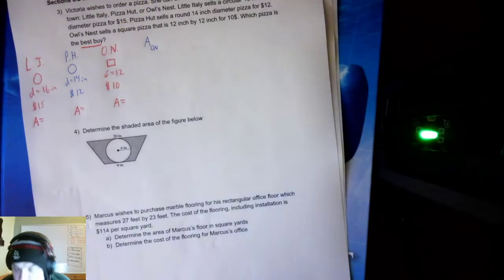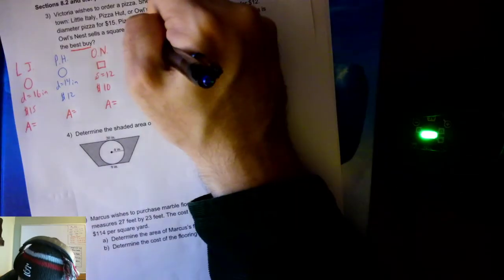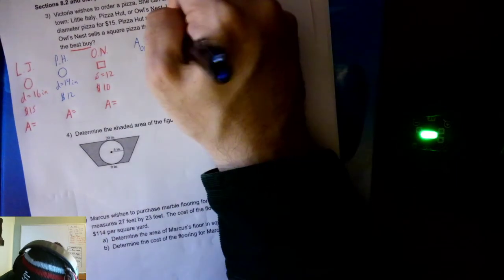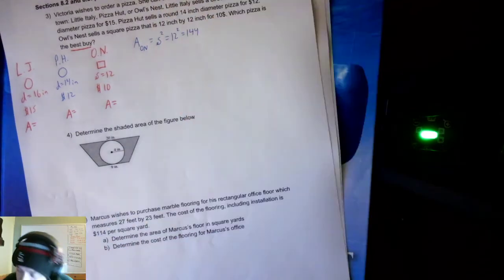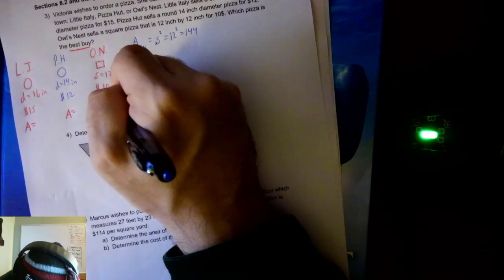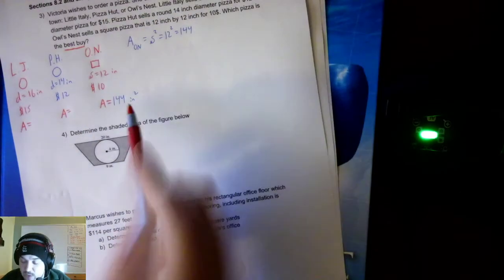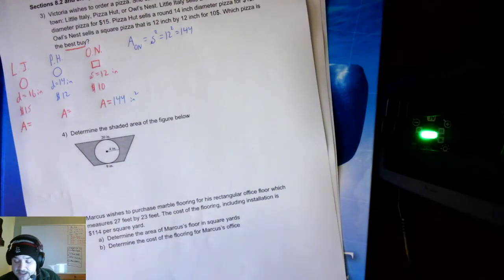So for the Owl's Nest, the area, maybe I put a little ON next to the word area, so I remember it's for the Owl's Nest, will be S squared, which will be 12 squared, which will be 144, right? So the Owl's Nest pizza has 144 inches squared. This was inches, right? Inches squared. That's how big the Owl's Nest pizza is.